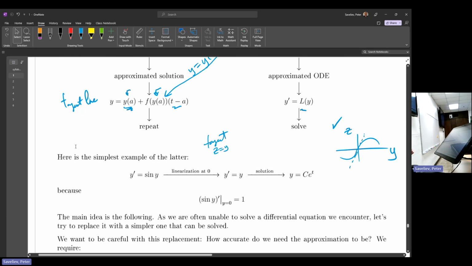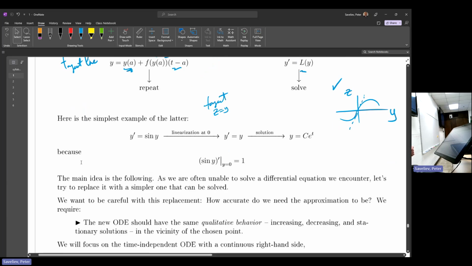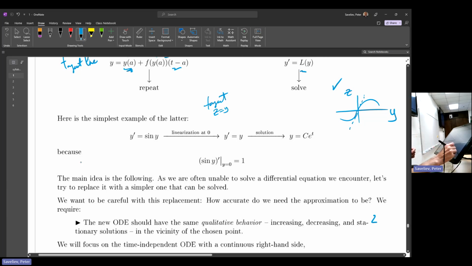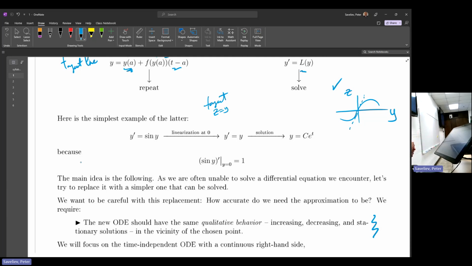That's the main idea. As we are often unable to solve a differential equation we encounter, let's try to replace it with a simple one that can be solved. We know how to solve it. To understand how it works out, we will try both constant approximation and linear approximation. You need to do it anyway. And the purpose is this: we want the new differential equation to have the same qualitative behavior as the original one in the vicinity of that point.